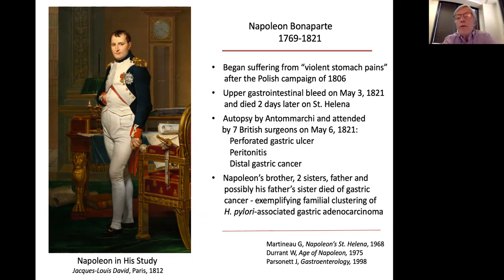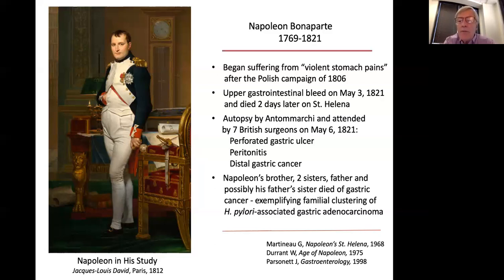Napoleon Bonaparte began suffering from, quote, violent stomach pains after the Polish campaign of 1806, as recorded by Will and Ariel Durant in the Age of Napoleon. He had his first upper gastrointestinal bleed on May 3rd in 1821 and died 2 days later on St. Helena. The autopsy by a famous French pathologist was attended by 7 British surgeons on May 6, 1821. So many British surgeons because I guess people were concerned that Napoleon may not be dead and could potentially escape once again from his imprisonment.